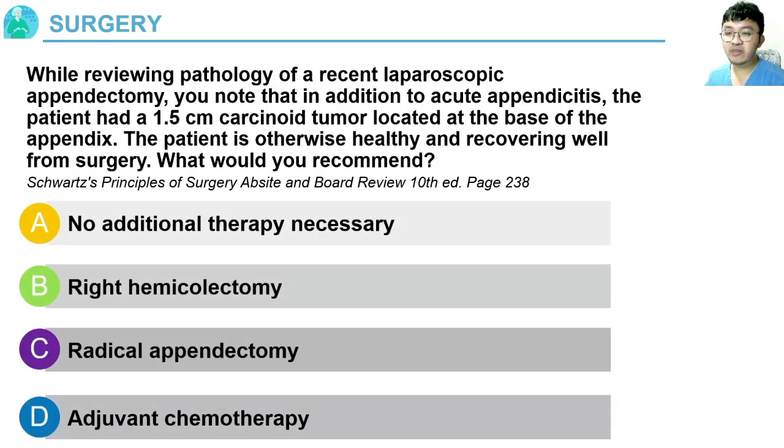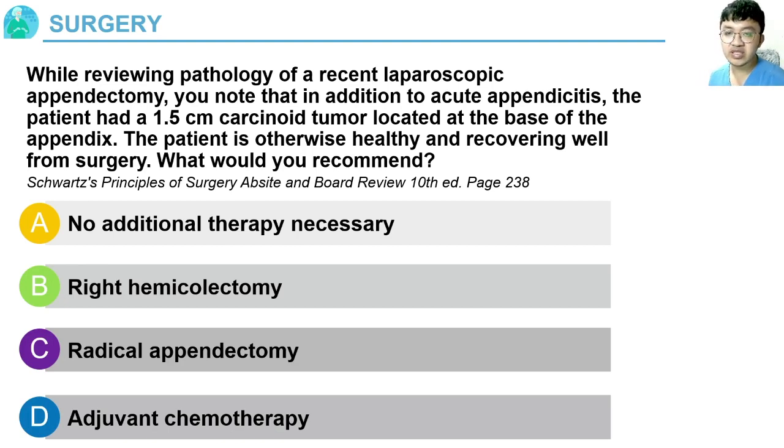Next, while reviewing pathology of a recent laparoscopic appendectomy, you note that in addition to acute appendicitis, the patient had a 1.5 cm carcinoid tumor located at the base of the appendix. The patient is otherwise healthy and recovering well from surgery. What would you recommend? Should you do nothing? A, should you do a right hemicolectomy? B, should you do a radical appendectomy? C, or should you do adjuvant chemotherapy?